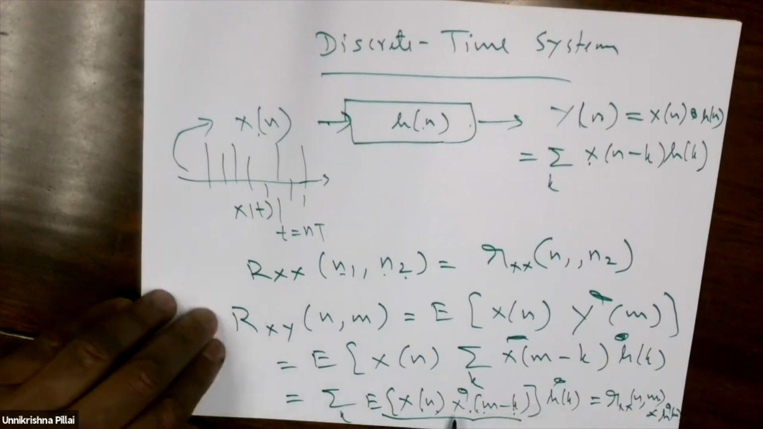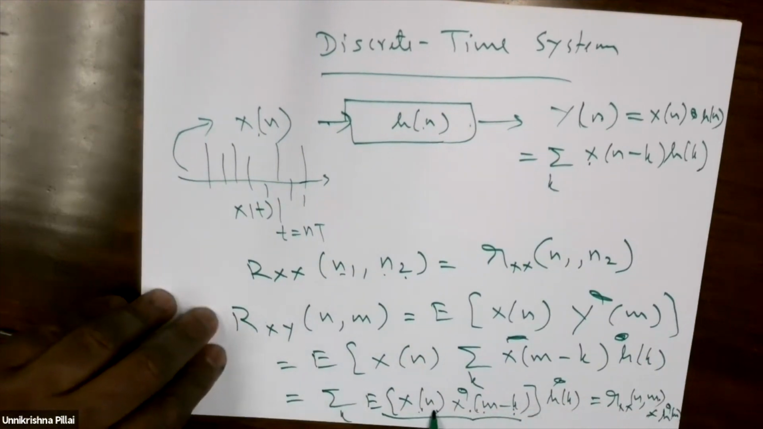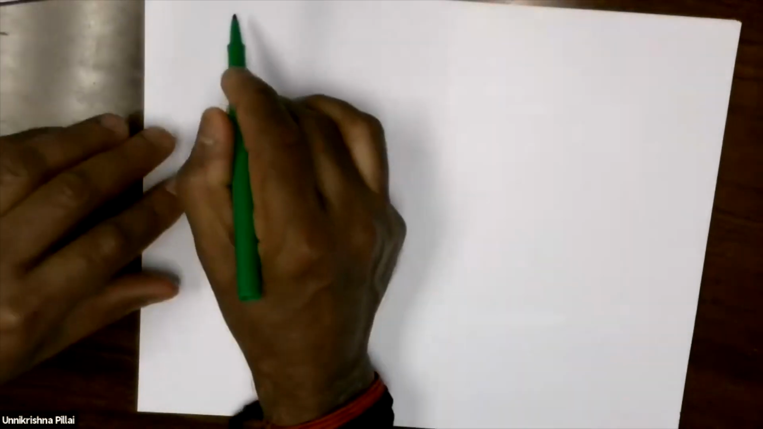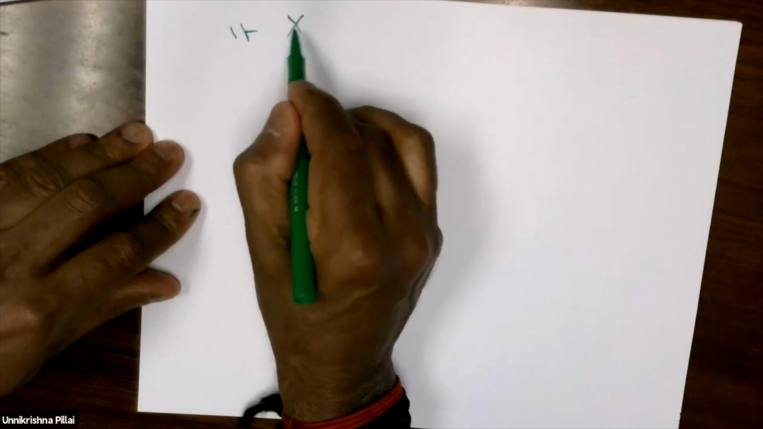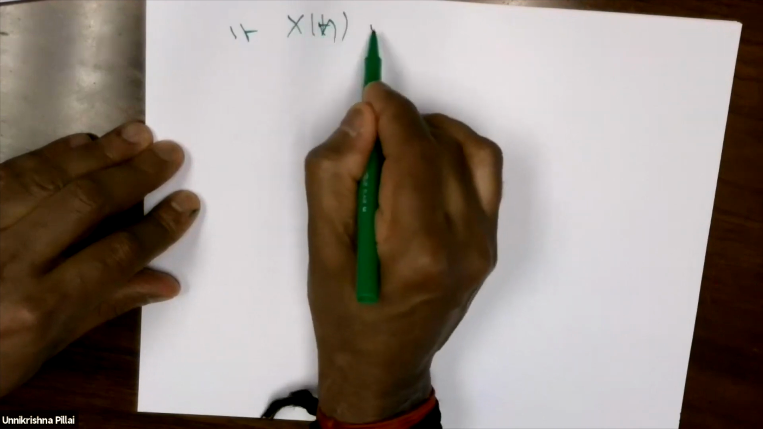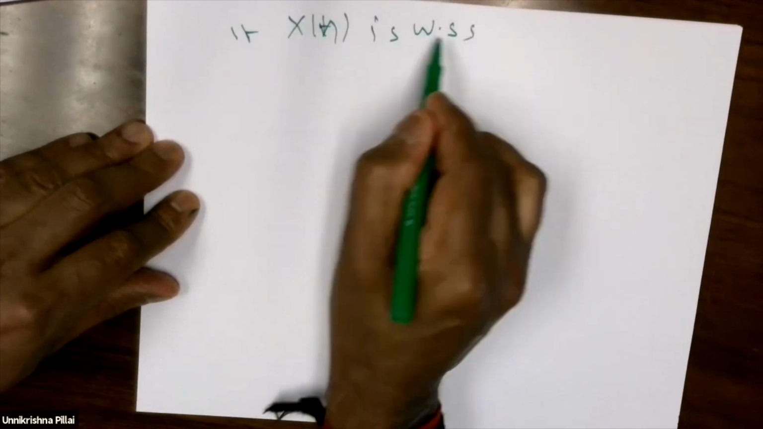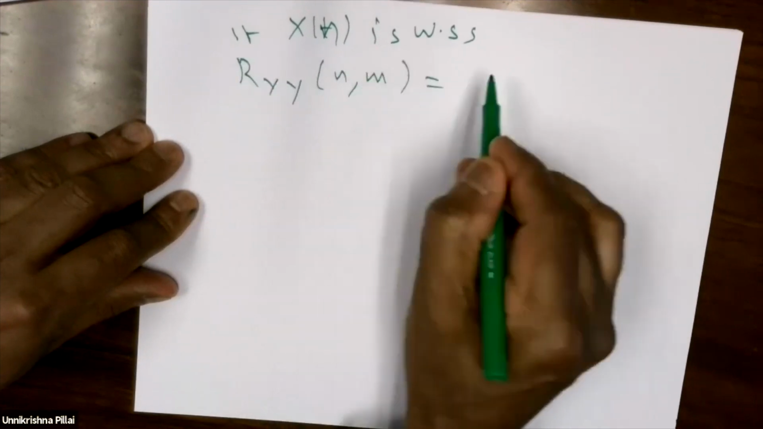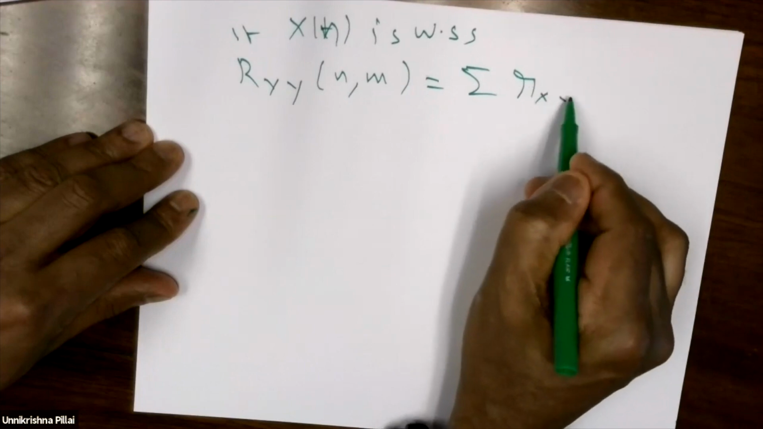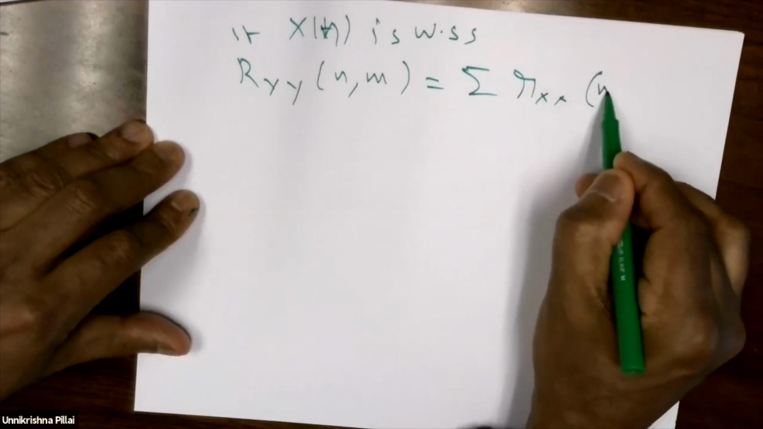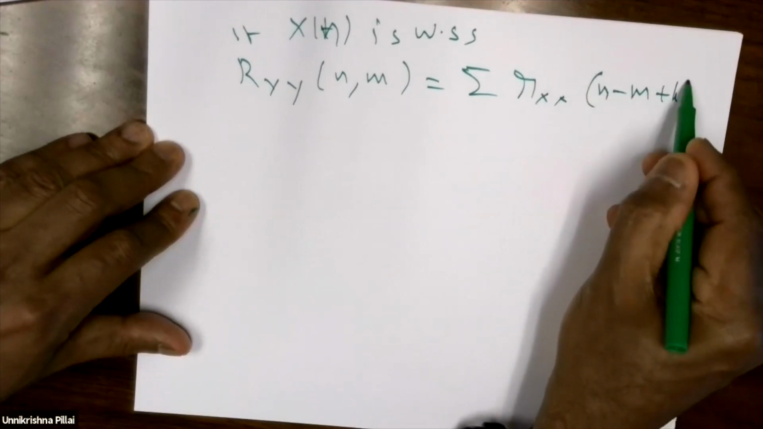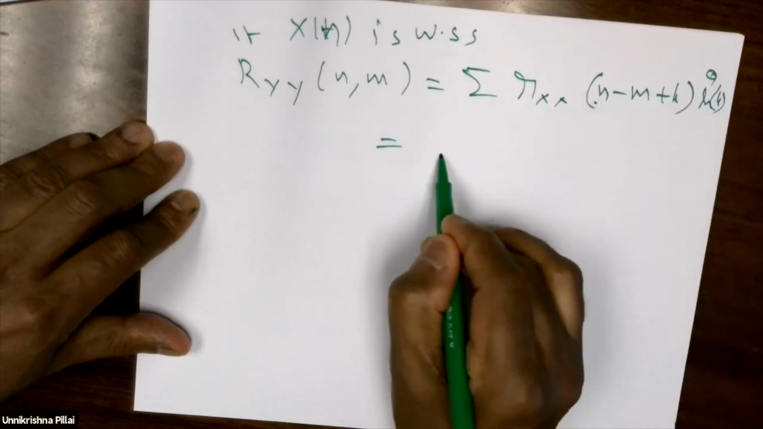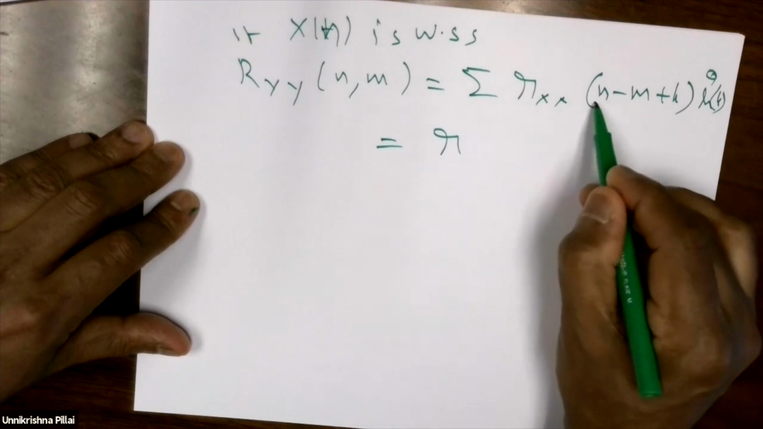So you get the same result. If this is wide-sense stationary, notice this will become n minus m plus k. So if x of t is wide-sense stationary, x of n is wide-sense stationary, then rxy n comma m becomes a summation. You can look at your expression, rxx n minus m plus k h star of k. And if so, this becomes only a convolution of using this.